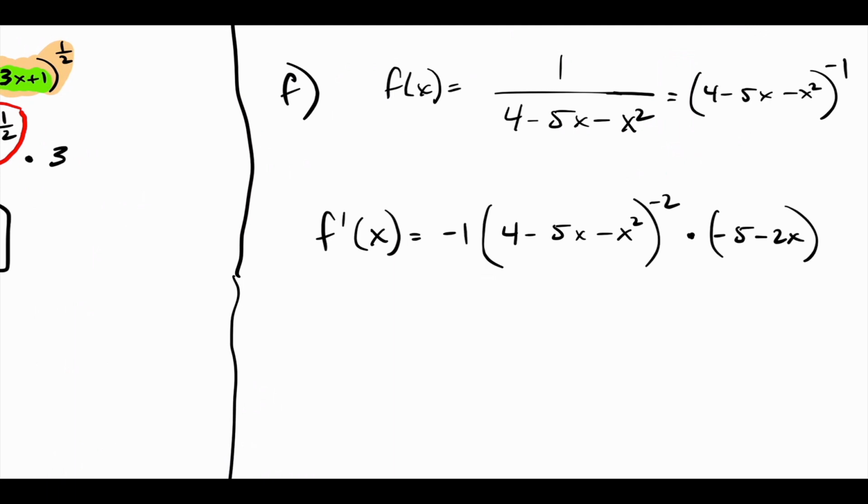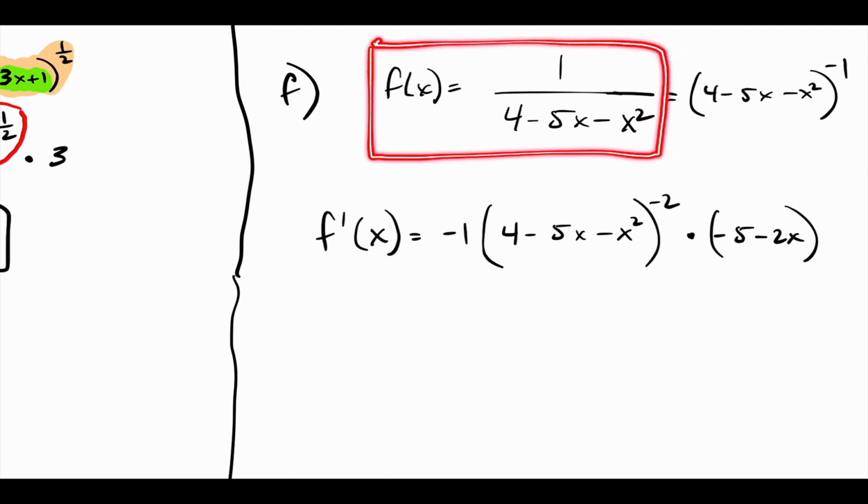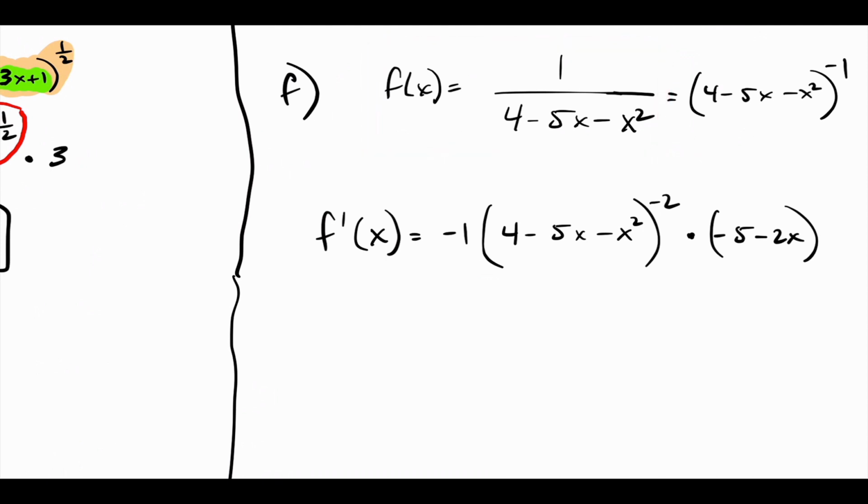So I changed it first. I changed it to a power instead of a fraction. When you first see this problem, you could use the quotient rule. That'd work. Nothing wrong with that. Or you can use the chain rule. Chain rule needs a power though. So the outside is something to the negative 1 power. So we move the negative 1 to the front, subtract a power, rewrite the something.